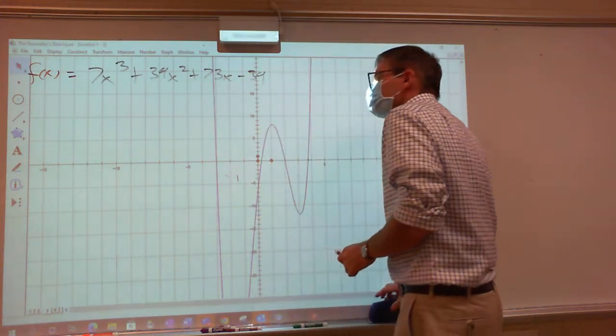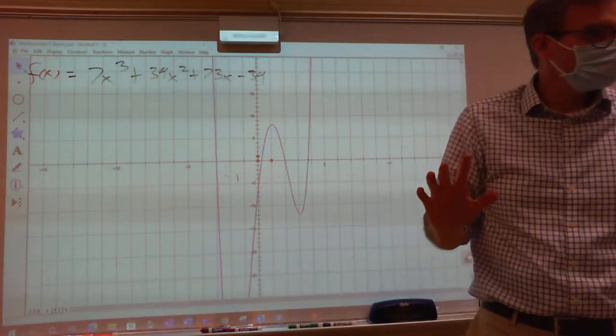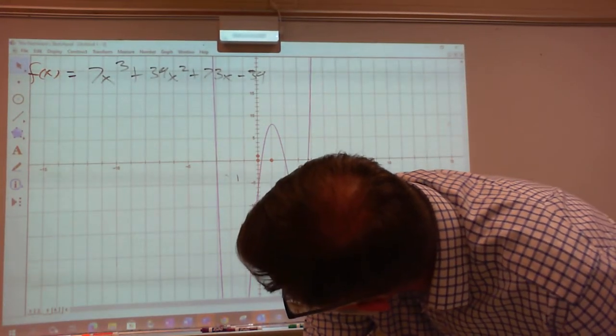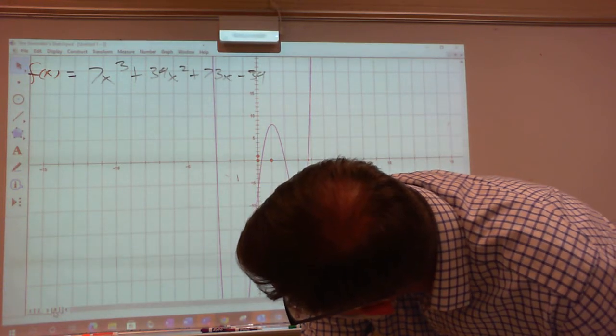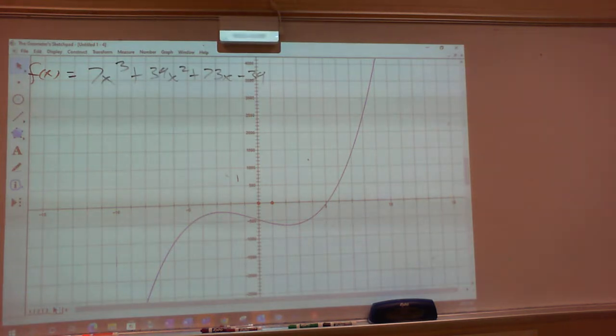Before we look at the picture, how many zeros should we have? 3. Is everybody okay? We should get 3 answers. And so let's look at the graph. And so here's our picture.